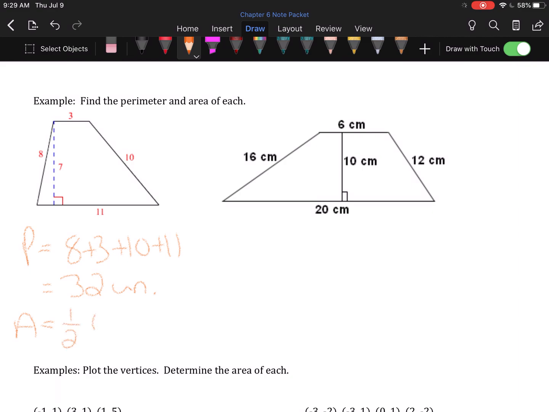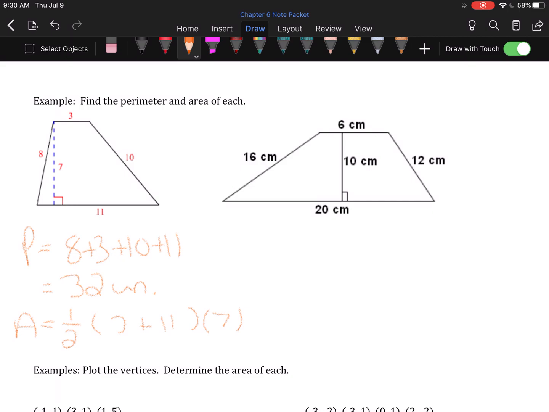Area is 1/2 times the 2 bases added times the height. Okay, the height is going to be sketched inside the trapezoid, 9 times out of 10. So the height here is 7. The height will touch both bases. So the bases are 3 and 11. Okay, the bases are the parallel sides opposite from one another.